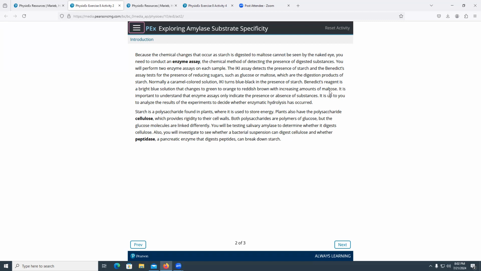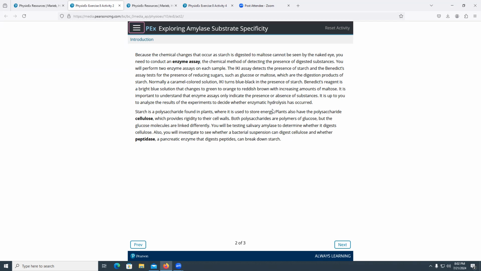So the more maltose you have, the more you're going to be red. If there is a mediocre amount of maltose, you're going to be orange. If there's a little bit of maltose, green. If there's no maltose at all, it's going to remain that color, bright blue. So it is important to understand the enzyme assays.